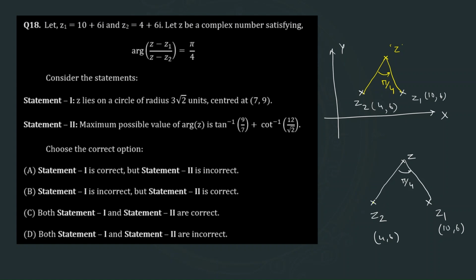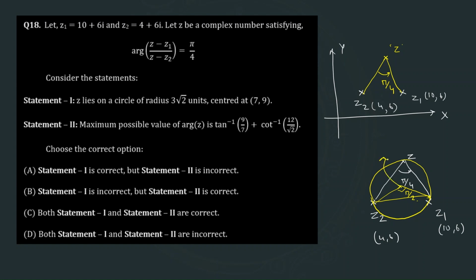So, if we look carefully, we know that the angle subtended by any chord of a circle on the major arc of that circle is half the angle subtended by that same chord at the center of that circle. So, if we consider a circle that is passing through all of these 3 points, then this is the chord Z1 Z2, and Z1 Z2 subtends an angle pi by 4 on the major arc of this circle. So it must subtend an angle of pi by 2 at the center of the circle.